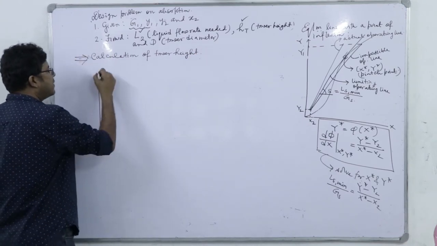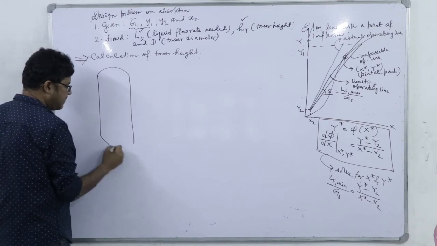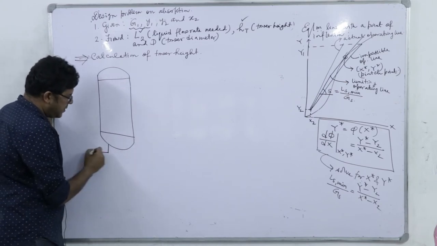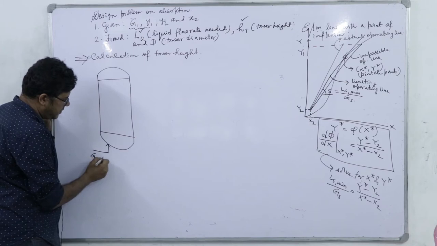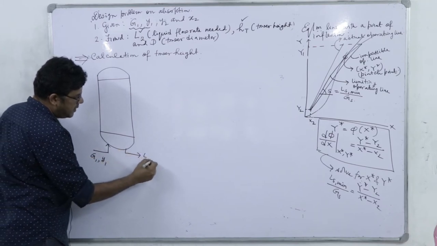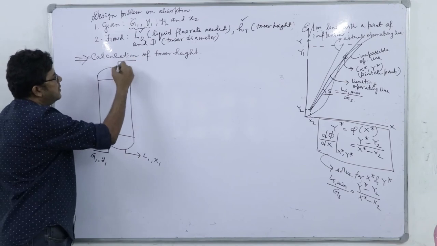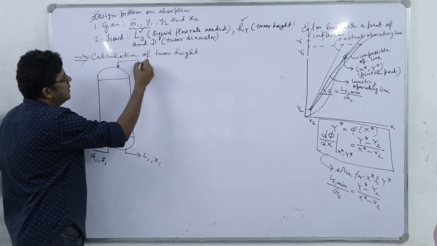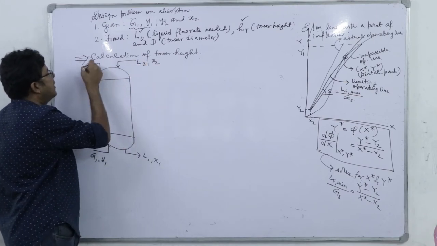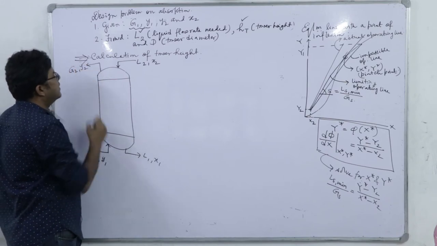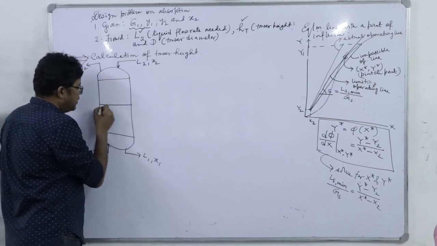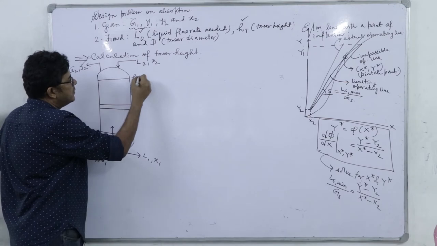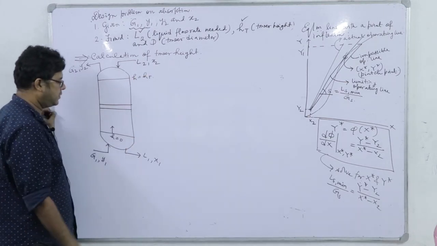See, again let me draw the schematic. This is a packed tower and here we have G1, Y1, L1, X1. Again we are using the normal representation, not going by the solute free basis. L2, X2 and this is G2, Y2. Here the liquid and gas flow rates are progressively changing. So, this is H equal to 0, this is H equal to HT, right.